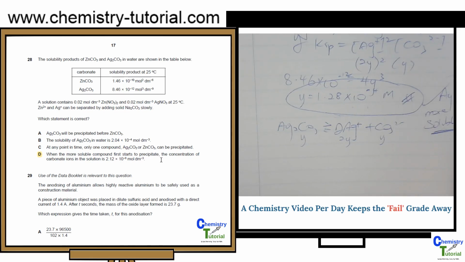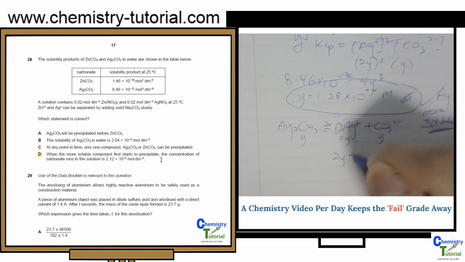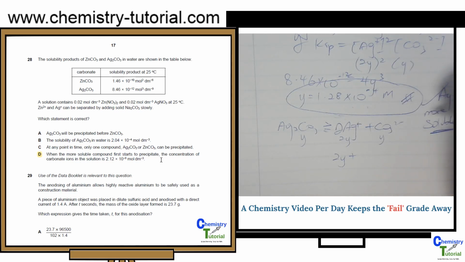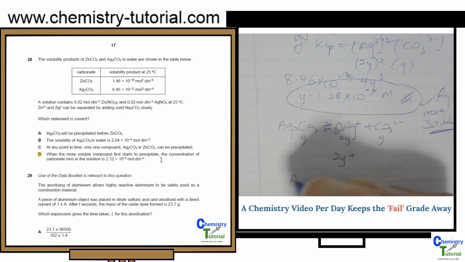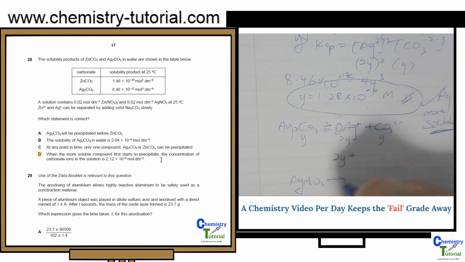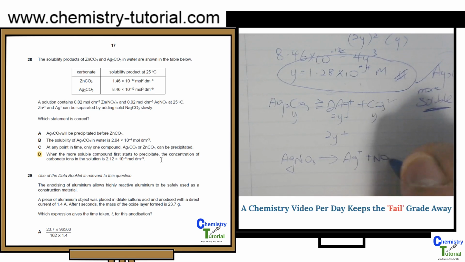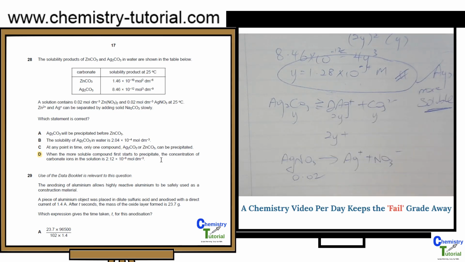But the thing is, now we are actually adding something. The concentration that was given at the very beginning was 0.02. Which means this will be 2Y plus 0.02, because you have silver nitrate, you see. The silver nitrate will introduce its own ions, because silver nitrate is completely soluble, as all nitrates are soluble, giving you Ag plus and NO3 minus. So this will be 0.02. So the silver ion that we have is also 0.02.